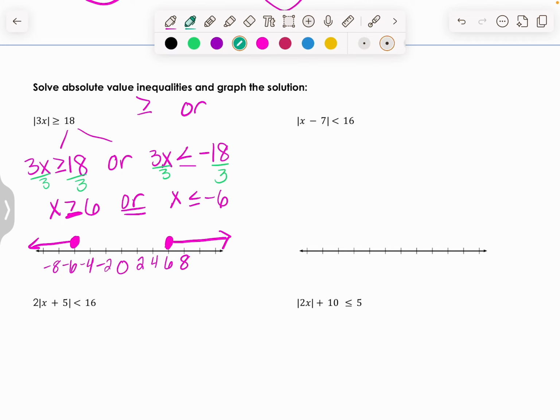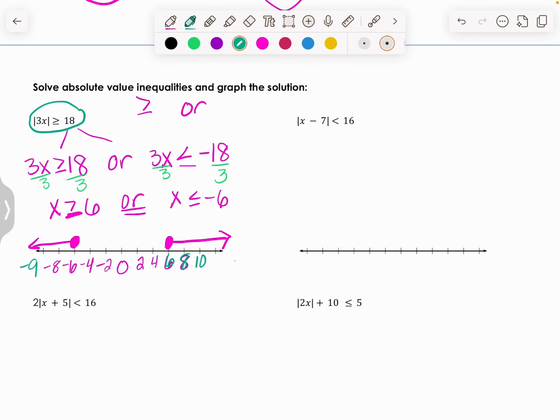So these are the solutions that satisfy the original inequality. And what I mean by that is if you pick any of the numbers included here, so like 6, 8, 10, 11, 12, 13, 14.5, negative 6, negative 8, negative 8.7, negative 9, they will make this inequality statement true.